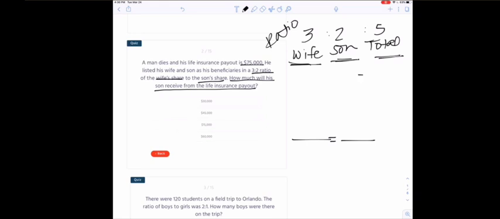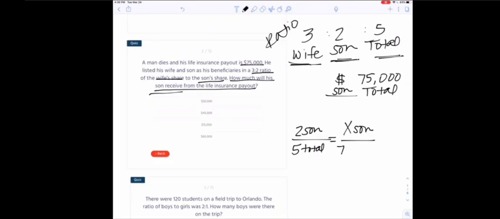It gives us the total, so it looks like we're gonna use total, okay? And what does it ask us for? Son. So guess what? We're gonna use son. We're not gonna use a wife because we don't need that information. The first fraction is going to be our ratio fraction. So 2 son, 5 total is equal to x son, because we don't know how much the son is getting, and the total is 75,000 here. Notice that our son and our son are lined up in the top, our total and our total are both on the bottom. So we have to keep everything in place like that.